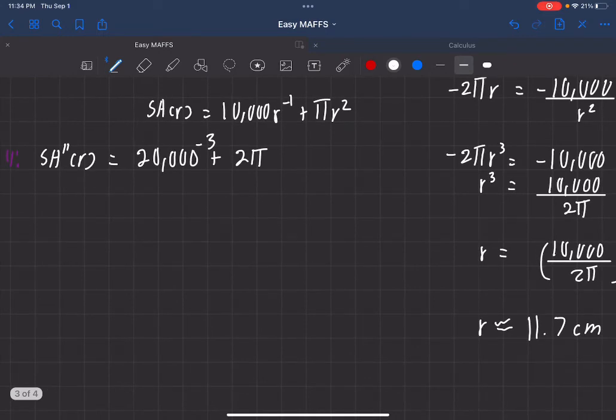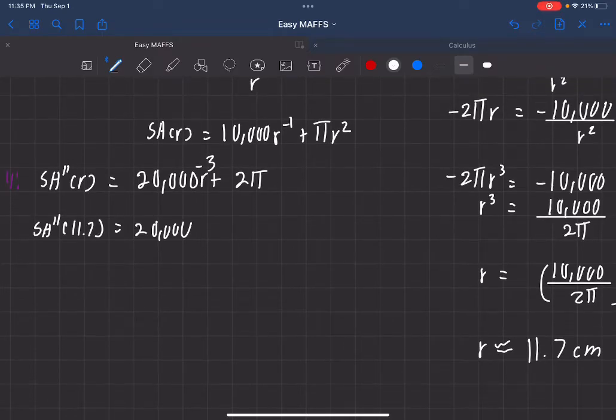All right, so now what? Well, we plug our radius into our second derivative. So say S double prime of 11.7 is equal to 20,000.